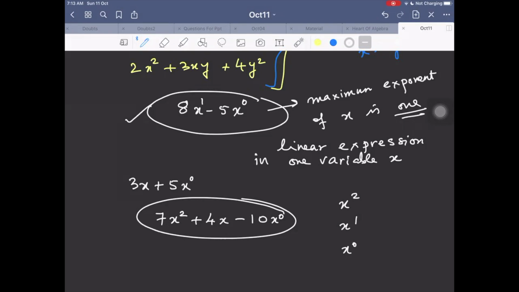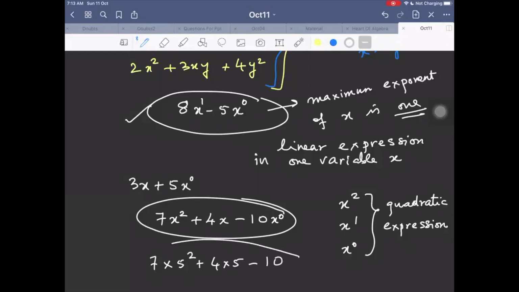Yeah. So this is what we call a quadratic expression. To be more specific, this is what we call a quadratic expression in just one variable x. Got it? We're still discussing expressions, just like algebraic and numeric expressions. For example, 7 into 5 squared plus 4 into 5 minus 10. This is a numerical expression. You know how to evaluate this.